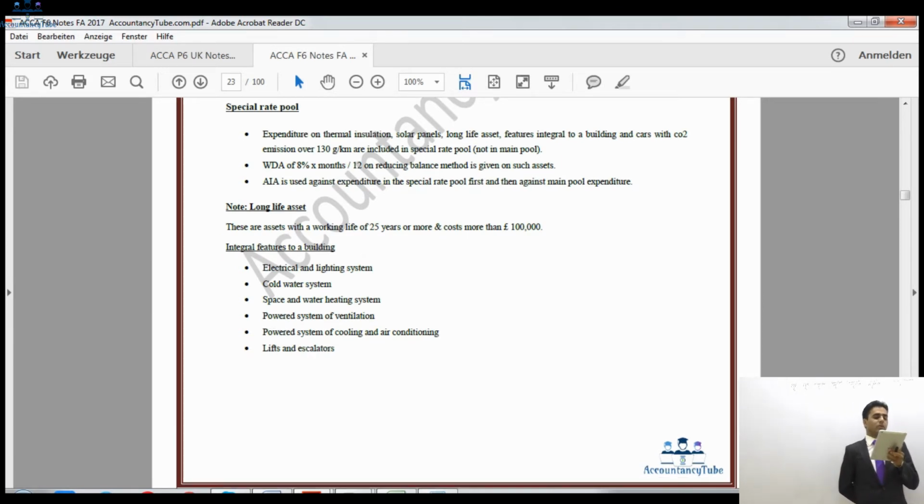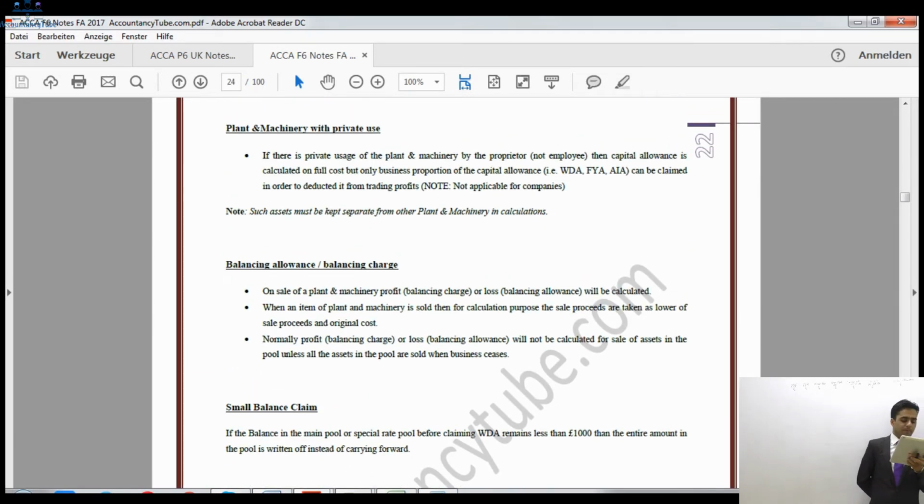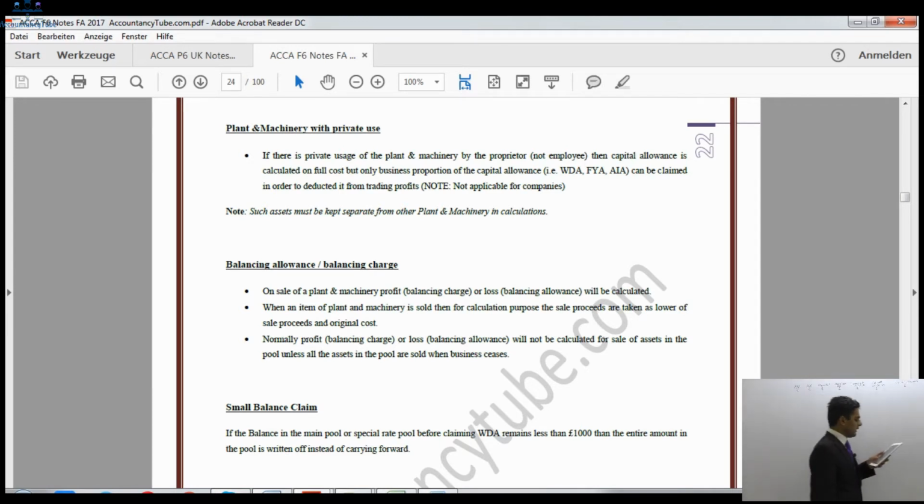Now, annual investment allowance, which we have seen earlier, will be given against the special rate pool first, and then to the main pool. Why? Because in the special rate pool, writing down allowance is 8%, and in the main pool, writing down allowance is 18%. So we do not want to waste our annual investment allowance. The best use of annual investment allowance is to use it first against the special rate pool, and after that use it in the main pool.